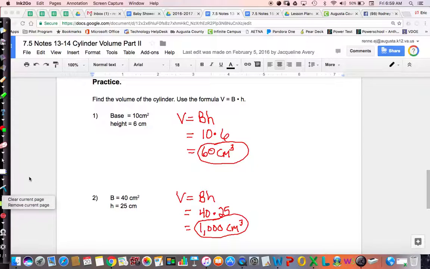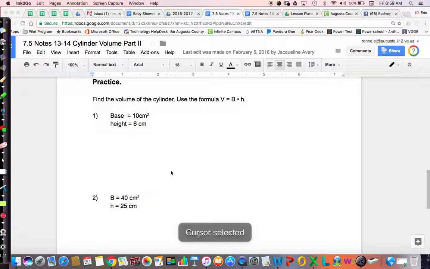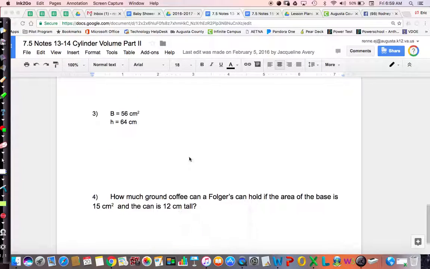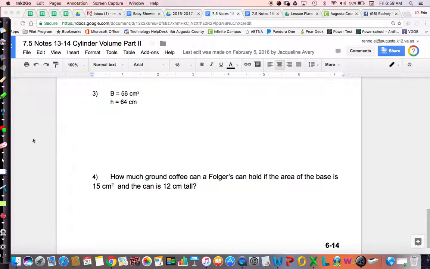If you're comfortable with this and know what you're doing, you can go ahead and pause the video at this time and then turn it back on to see if you got numbers 3 and number 4 correct. Okay, so go ahead and pause your video if you think you can do 3 and 4 on your own. If you paused your video, welcome back, and let's see how you did.